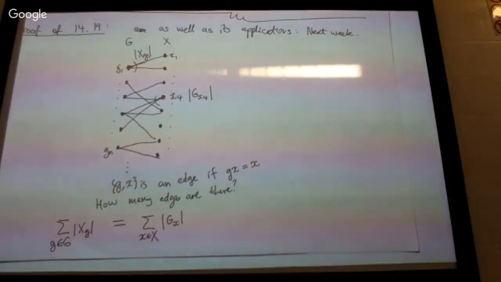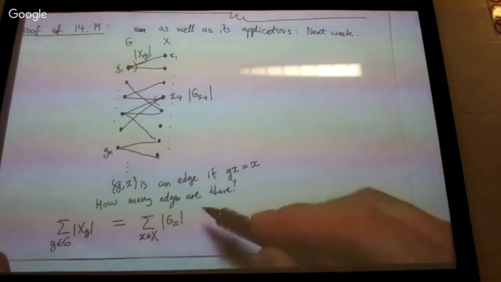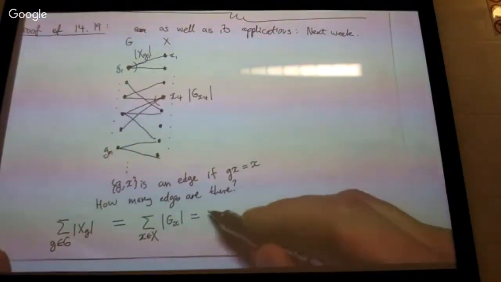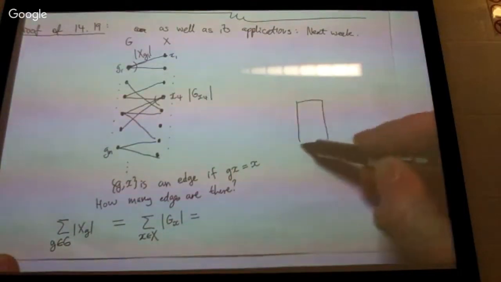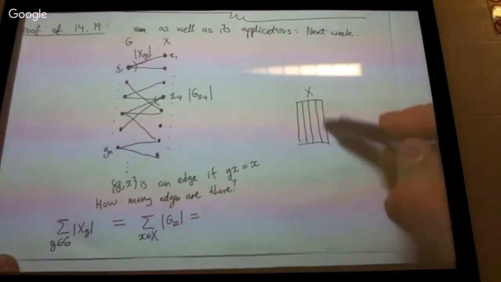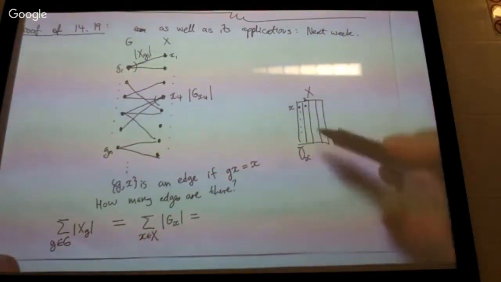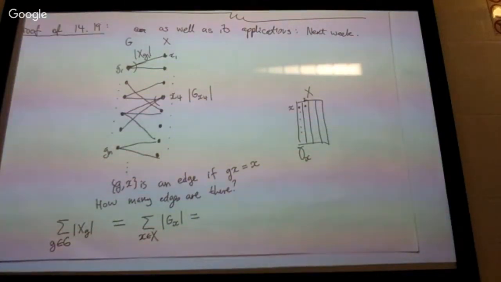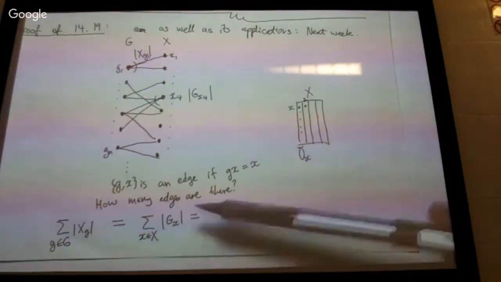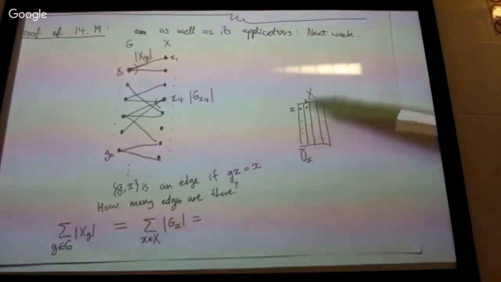That's quite a common trick in combinatorics, where you look at one thing and count it in two different ways, and they have to be the same, and they give you something interesting. But now we still have a little bit of work to do. This is the set X, and we know the set X is split into orbits. So this is the orbit of X, this is the orbit of Z, and so on. This is called OX, the orbit of X. We know that, I hope. So what we're trying to do here is add the size of the stabilizer over all these X's.